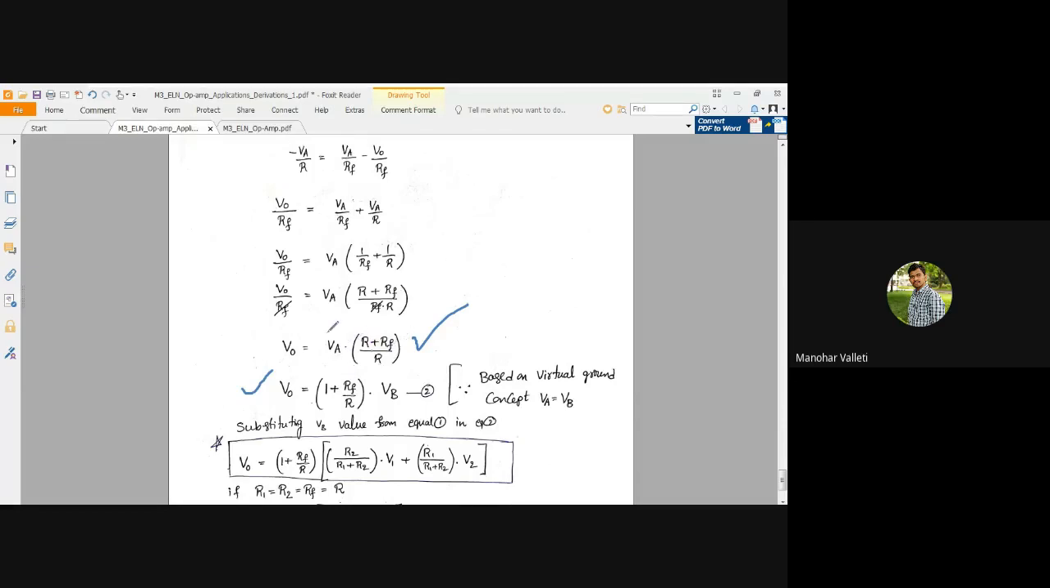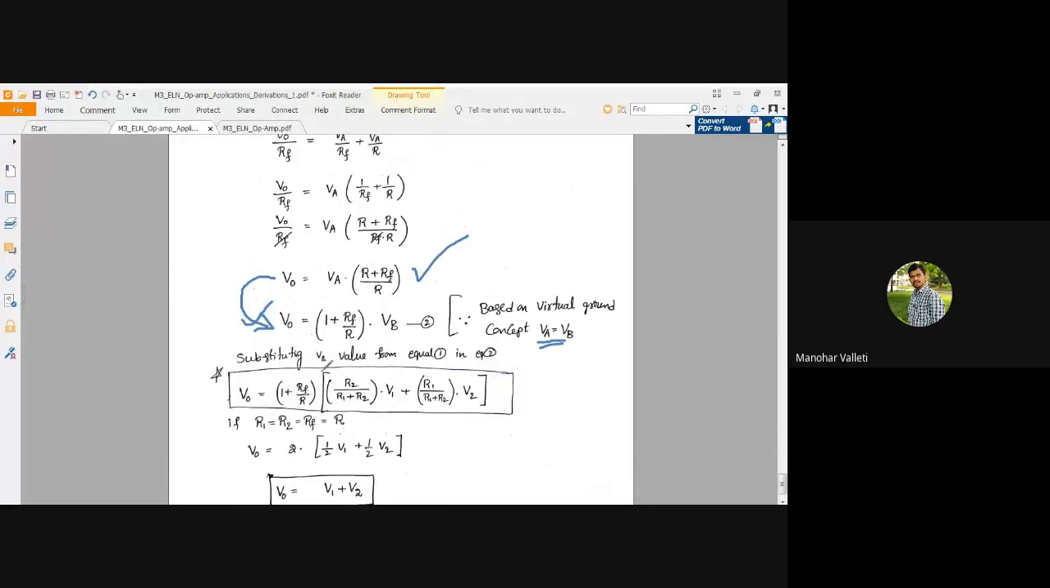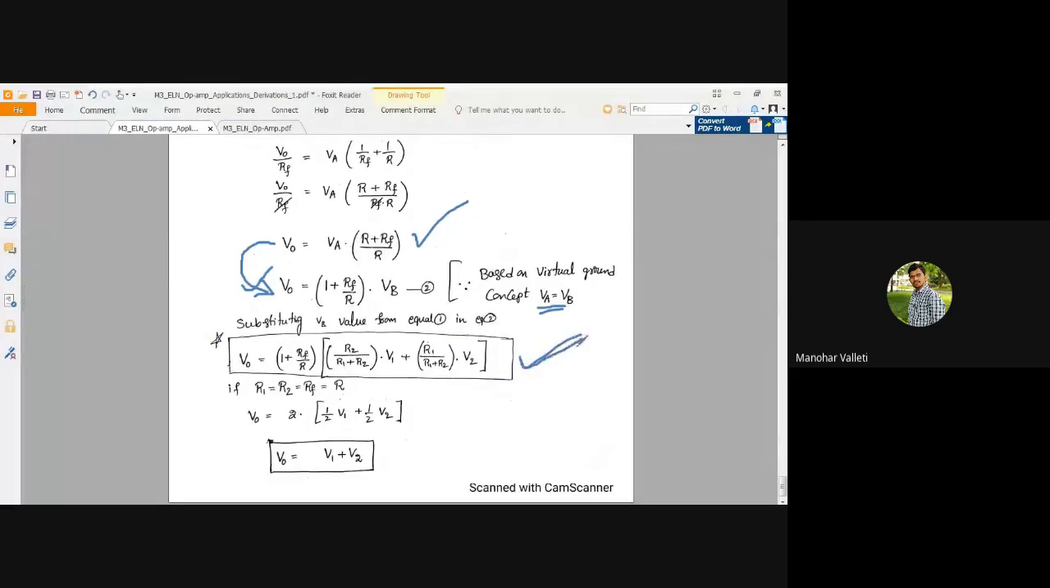But VA is equal to VB, and we already found VB, based on the virtual ground concept. So V0 equals 1 plus RF by R into VB, because VA equals VB. We substitute the VB value in this to get this equation. This is the actual equation for the non-inverting summer.